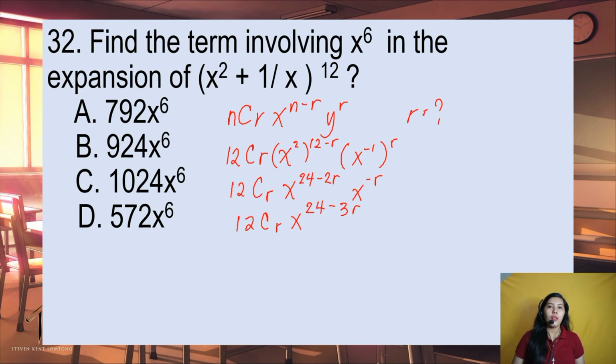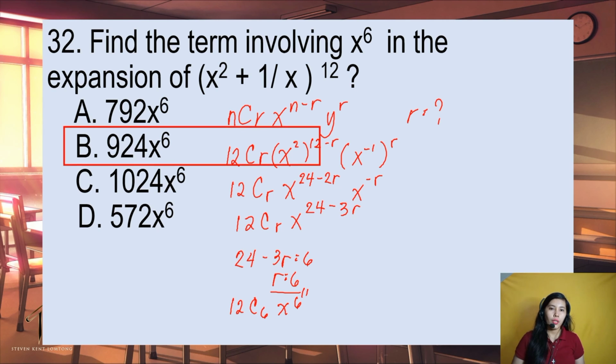Now we're looking for x raised to 6, so this must be 6. Let's write it as 24 minus 3r is equal to 6. So r is equal to 6: 24 minus 6 is 18, divided by 3, that is 6. So I can substitute this back here. 12C6 x raised to 6, and 12C6 is equal to 924.